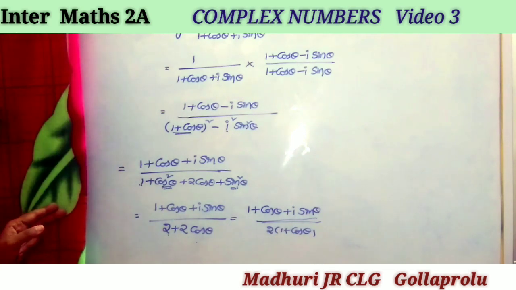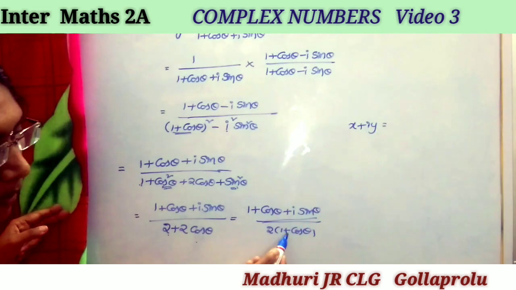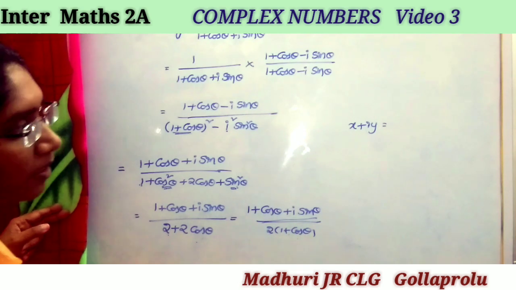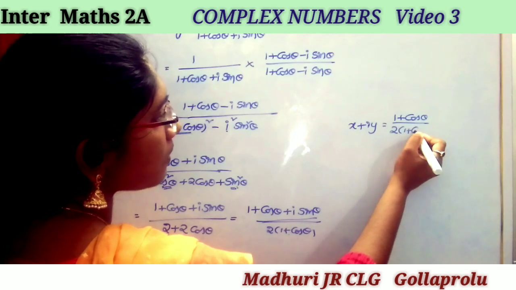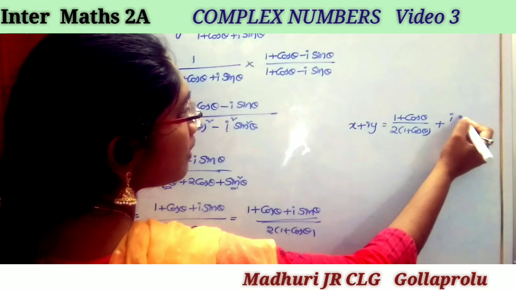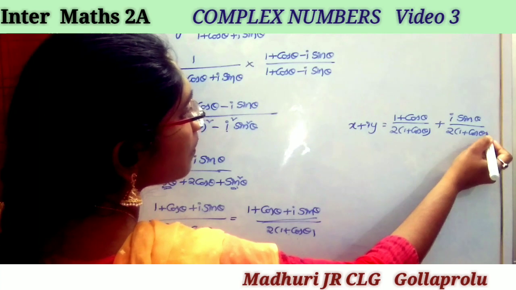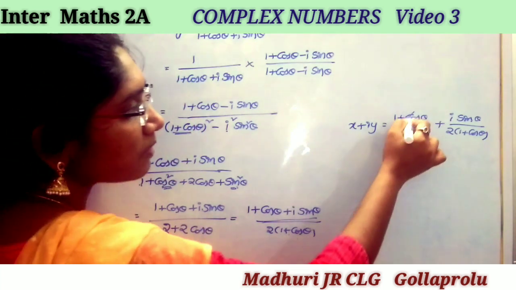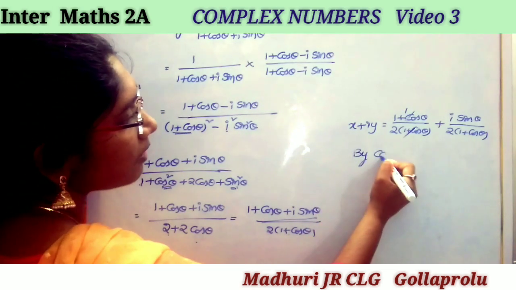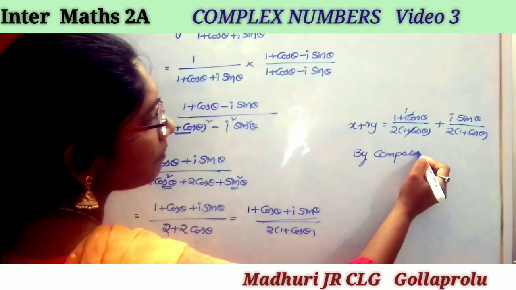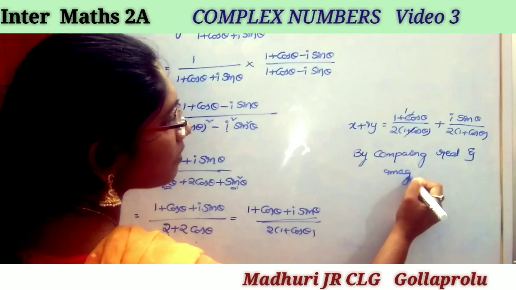Now separating the denominator, therefore x plus iy is equal to real part by denominator plus imaginary part by denominator, that is 1 plus cos theta by 2 into 1 plus cos theta, plus i sin theta by 2 into 1 plus cos theta. Just separating the denominator to both the real part and imaginary part. Here 1 plus cos theta and 1 plus cos theta get cancelled. Now comparing the real and imaginary parts of this equation.